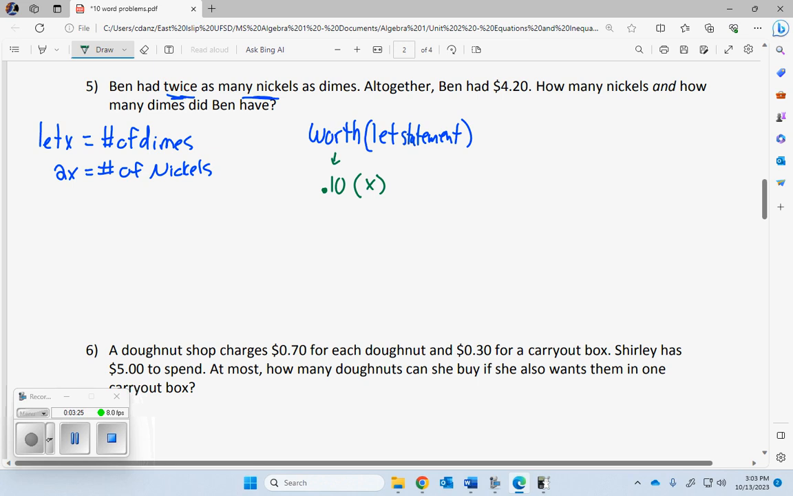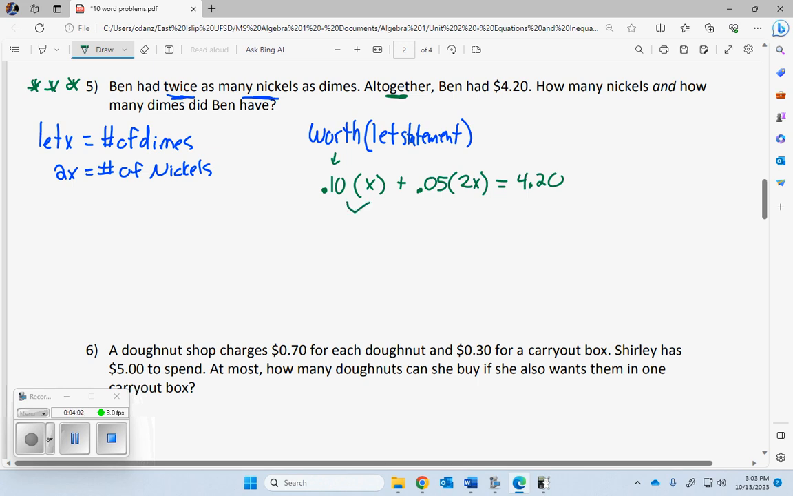Now to get all together $4.20, I'm going to add on how much nickels are worth. Hopefully you said 5 cents, and hopefully 5 cents is a 0.05, right? Not a 0.5, that would be 50 cents. And multiply it by its let statement, which is 2x. And now this will give me a value of $4.20. So this is a super important question that you better know how to do. Make sure you go back to these notes when you're doing any kind of money problems.